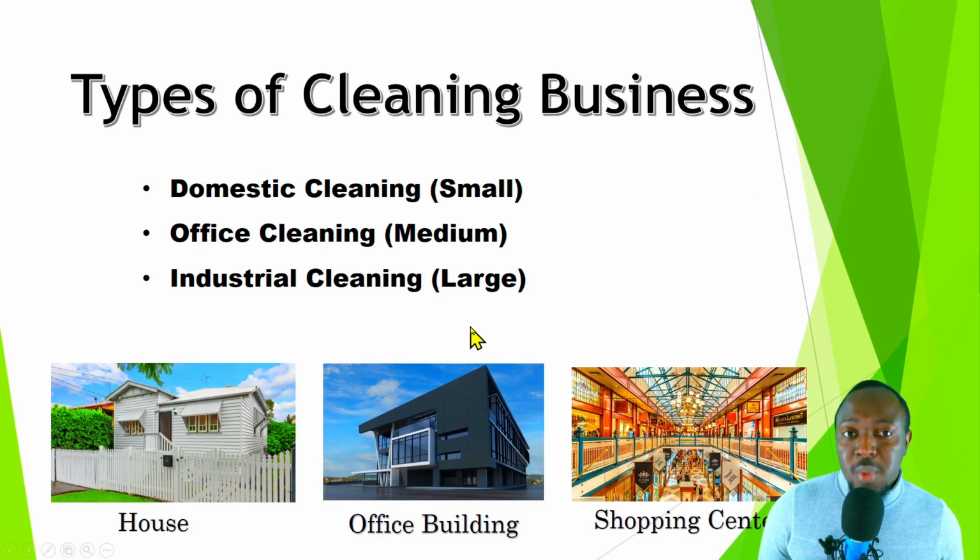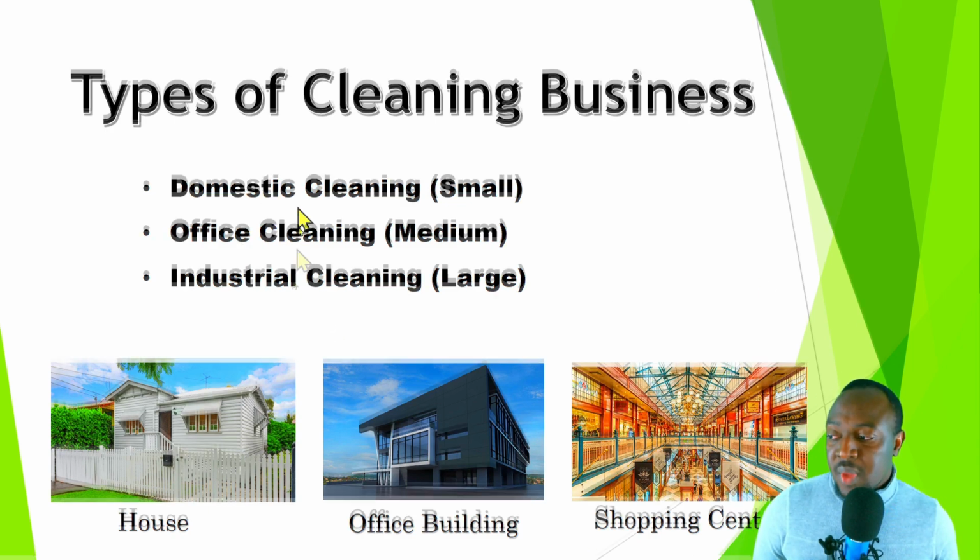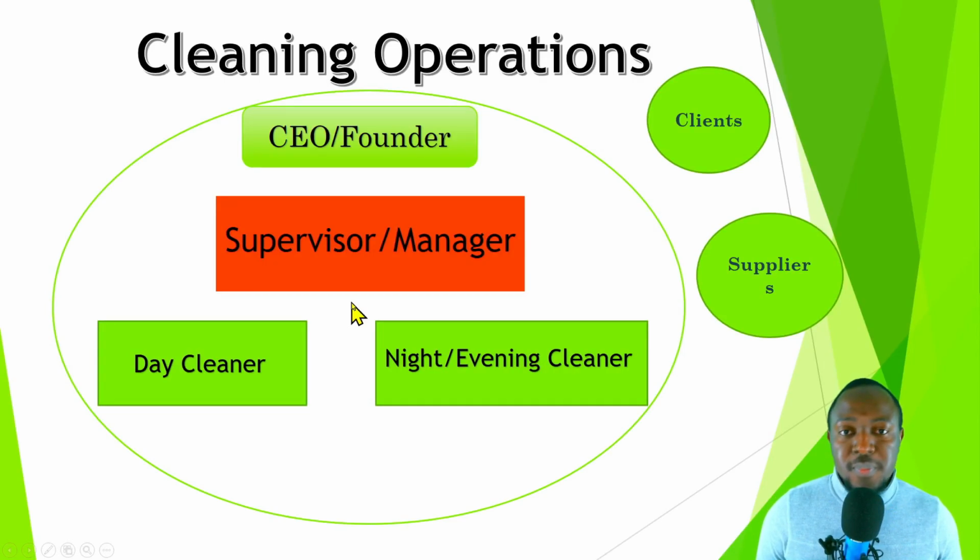Okay, so Bupa said we have 3 types of cleaning business. We have the domestic, which is small, basically people's houses. We have offices, as you all know, and we have industrial, which is like factories, shopping centers, and hospitals, like big corporations and big companies. So from small, medium, and large.